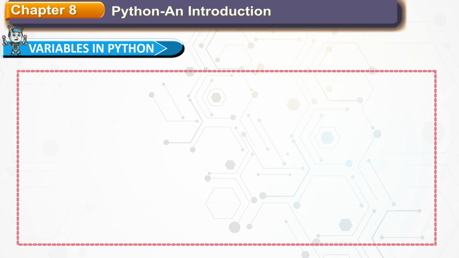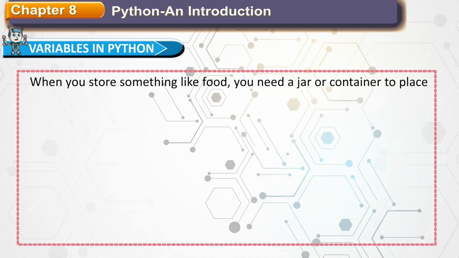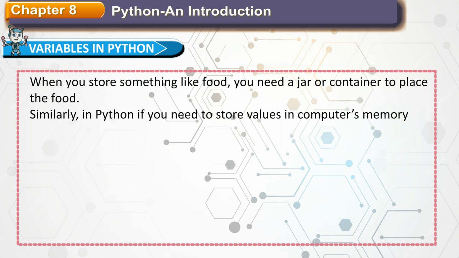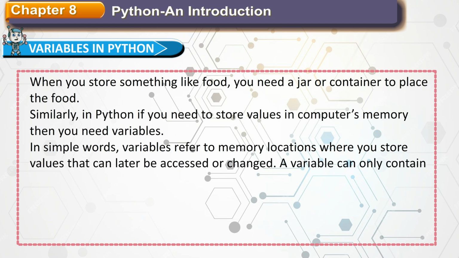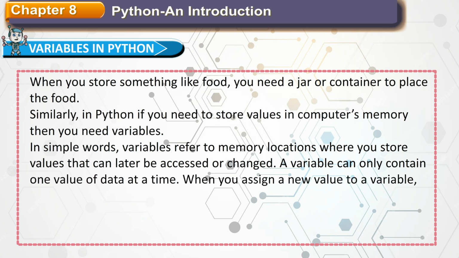Variables in Python. When you store something like food, you need a jar or container to place the food. Similarly, in Python, if you need to store values in the computer's memory, then you need variables. In simple words, variables refer to memory locations where you store values that can later be accessed or changed. A variable can only contain one value of data at a time. When you assign a new value to a variable, the previous one is automatically overwritten.